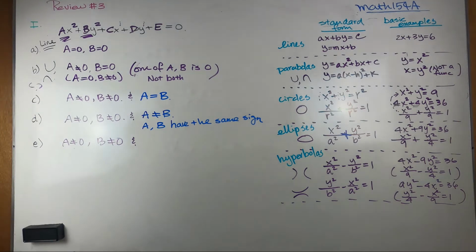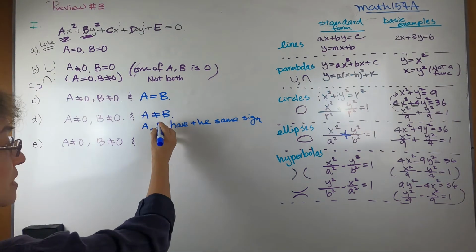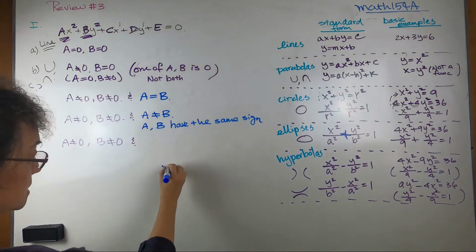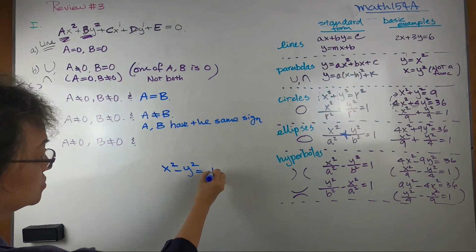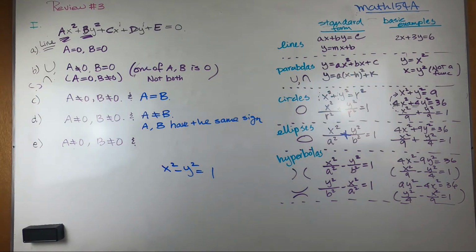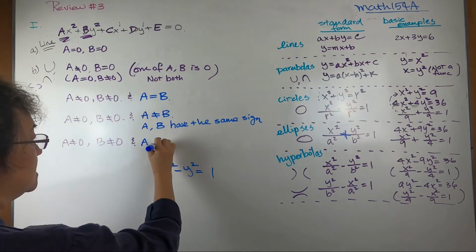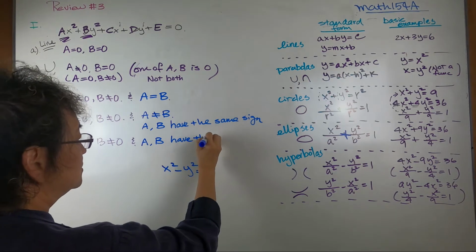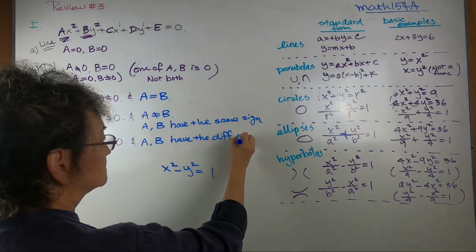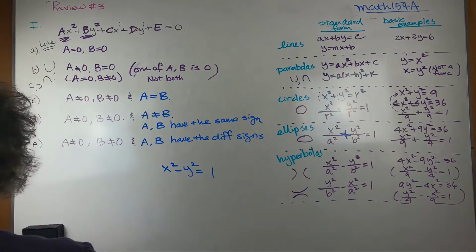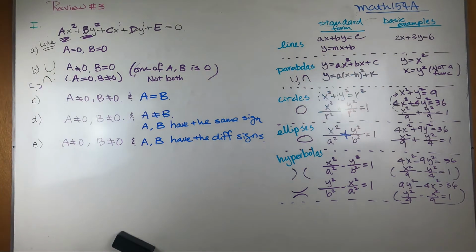And okay, A and B can be the same as long as it's like x squared minus y squared equals 1, like this. Okay, this would be what? A hyperbola. A is 1, B is negative 1. So they have what? Different signs. Okay, so the condition is what? A and B have different signs. One is positive, one is negative.